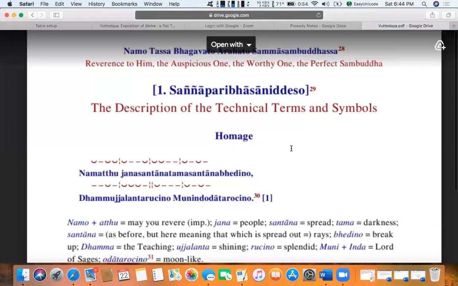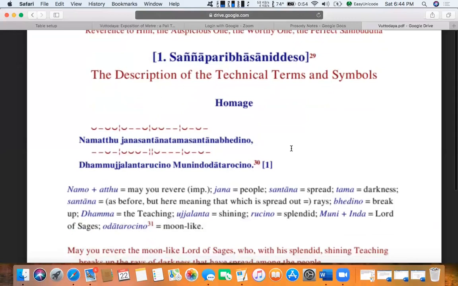This is the first gatha of the first chapter. It is a homage to the Buddha. We know that in ancient books they start their works by paying homage, paying respect to the Buddha or someone they respect. So Venerable Sangharakkhita started this book Vuttodaya by paying homage to the Buddha. The first gatha is: Namattu jana santāna tamasantāna bhedino, Dhammujjalanta ruchino munindodata rochino.